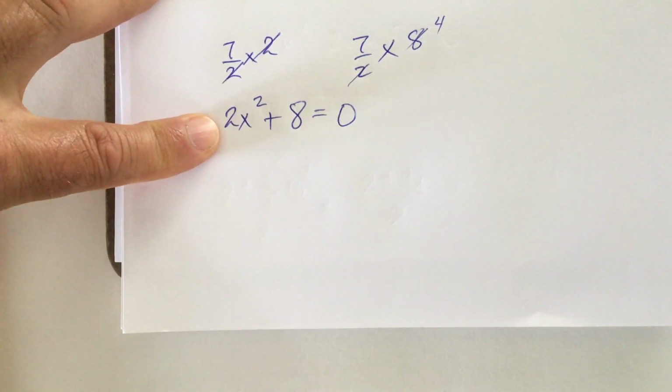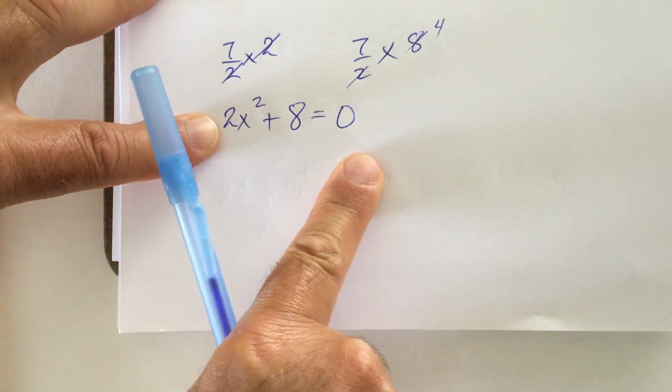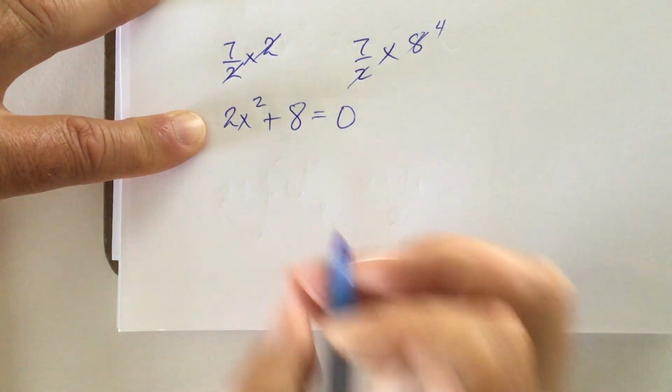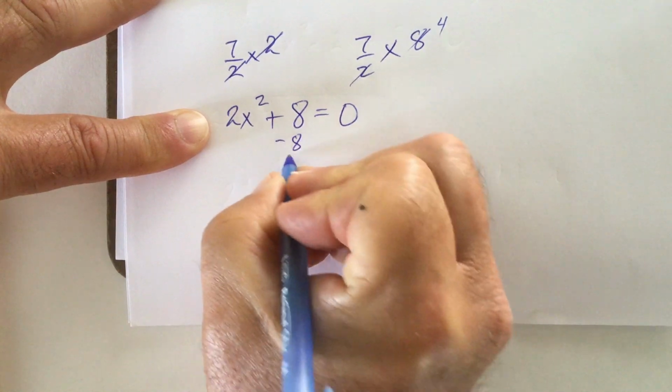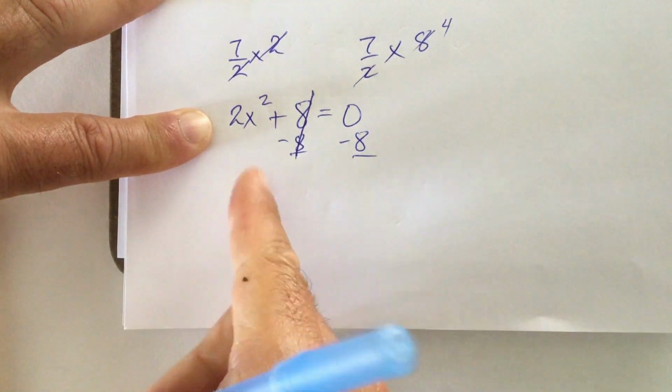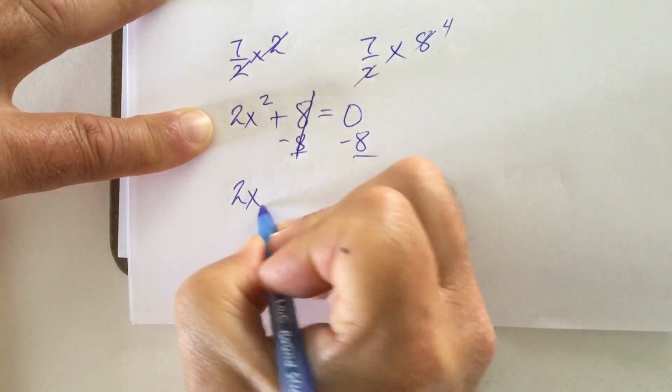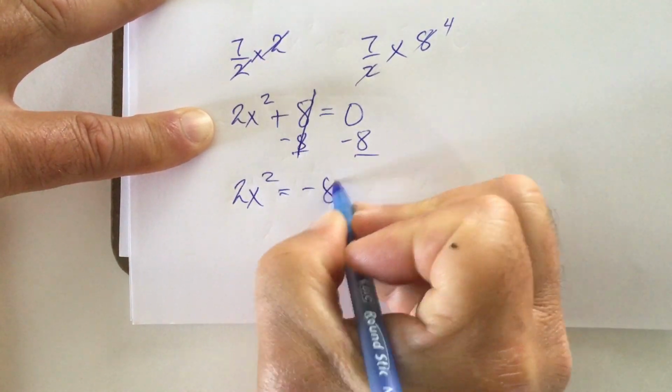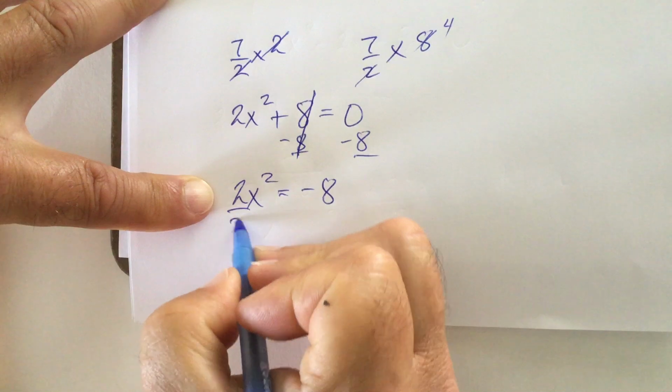Now, see this right here? I could move the 8. I could take it away. And I'd get 2x squared equals -8. I could then divide by 2. I could.